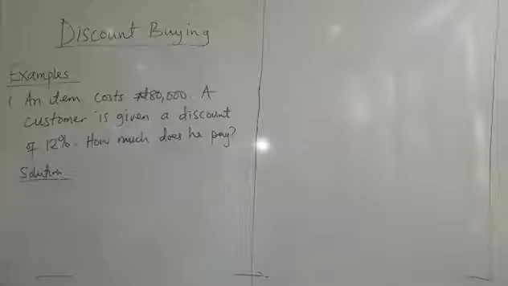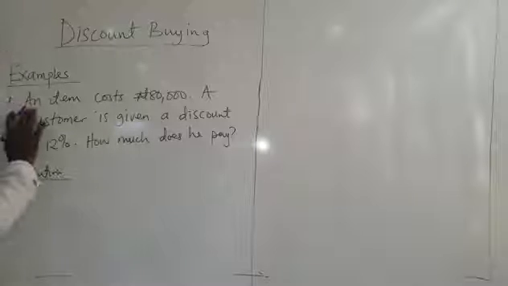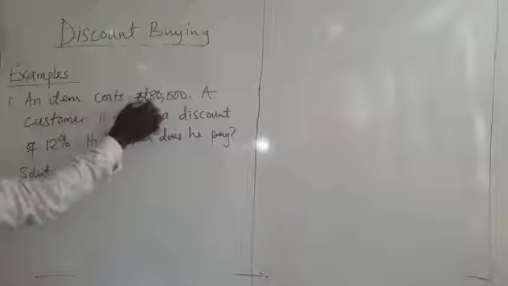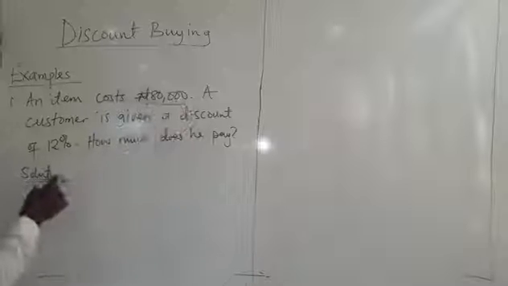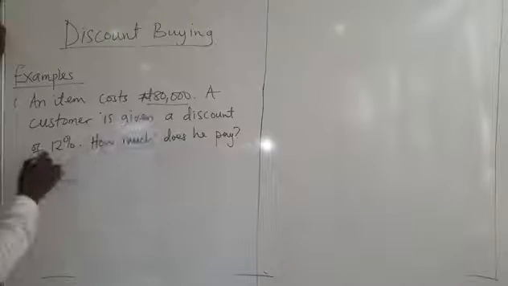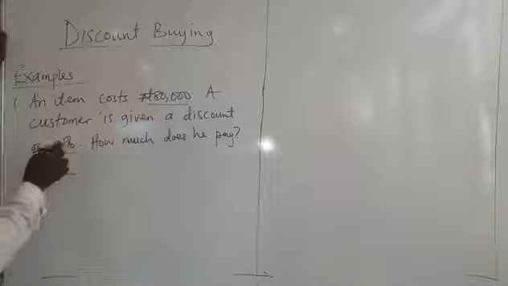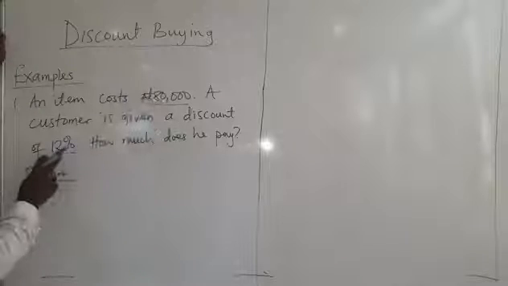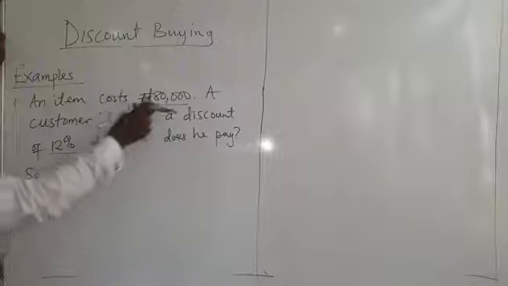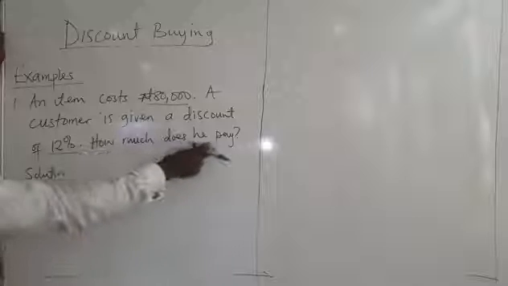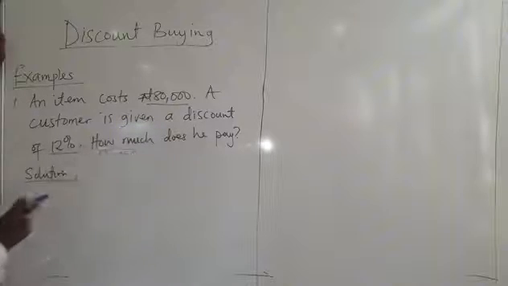Alright, this is example 1. The first example says an item costs 80,000 naira, and a customer is given a discount of 12%. That is, 12% of the original price will be subtracted from the original price. How much does the customer pay?